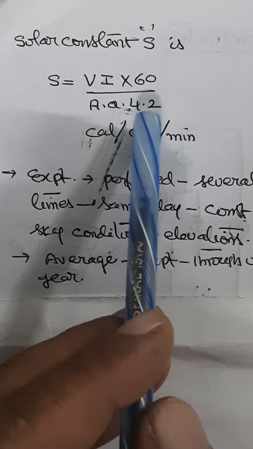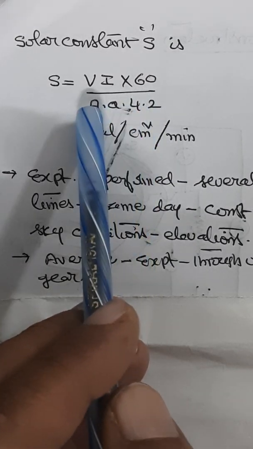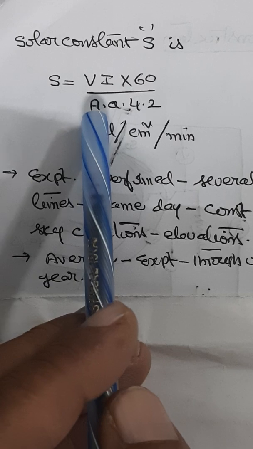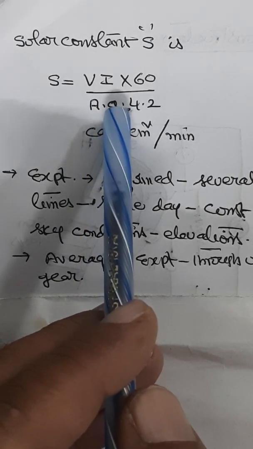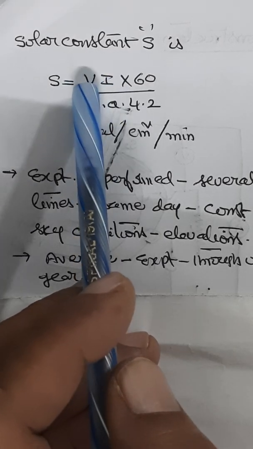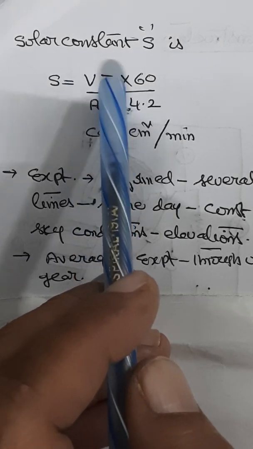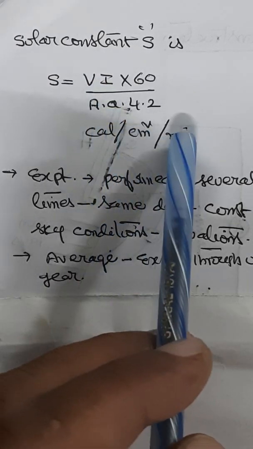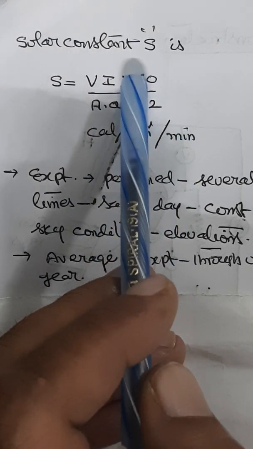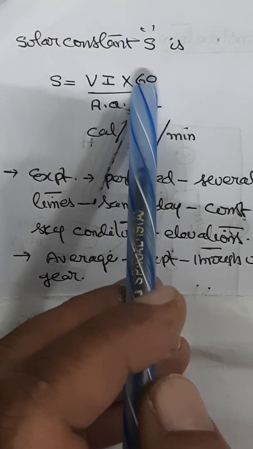Here the 4.2 is the joule conversion value. Capital A is the area of cross section. Small a is the absorption coefficient. V and I are potential difference and current that are taken from the voltmeter and ammeter readings. And since we are using 60, that is, here we are taking per minute, therefore it is taken as 60.